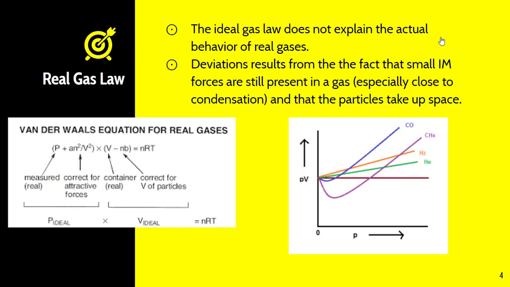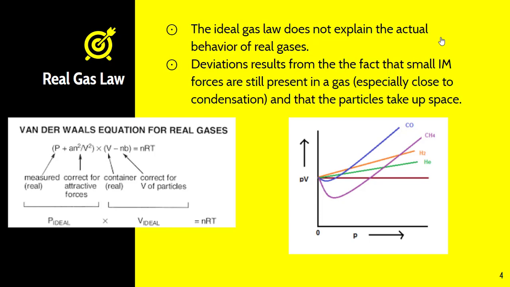Now keep in mind that the ideal gas law does not explain the actual behavior of real gases. There are deviations that result from the fact that small intermolecular forces are still present in gases. You can see that in the van der Waals equation for real gases on the left, that there is a correction for attractive forces which impacts the pressure. We also need to consider the fact that the particles actually take up space themselves.